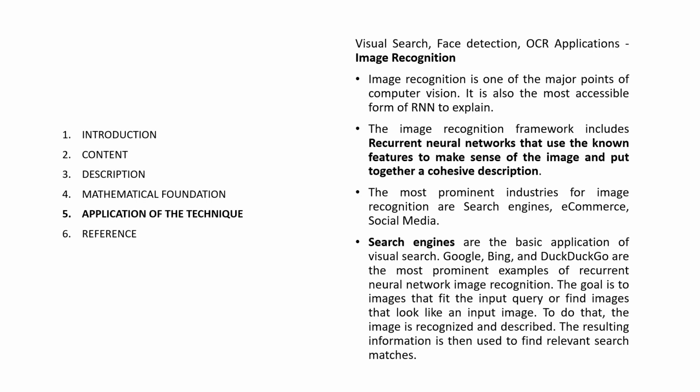The most prominent industries for image recognition are search engines, e-commerce, and social media. Search engines are the basic application of visual search. Google, Bing, and DuckDuckGo are the most prominent examples of recurrent neural network image recognition. The goal is to find images that fit the input query and to find images that look like an input image. To do that, the image is recognized and described. The resulting information is then used to find relevant search matches.